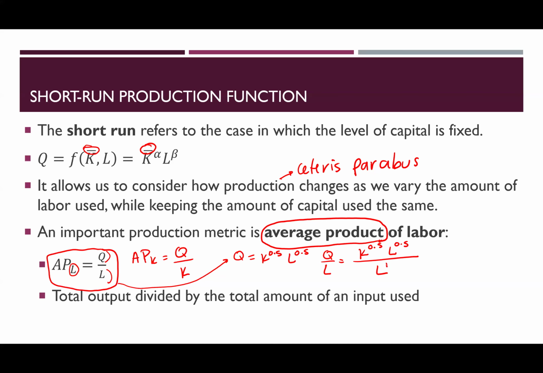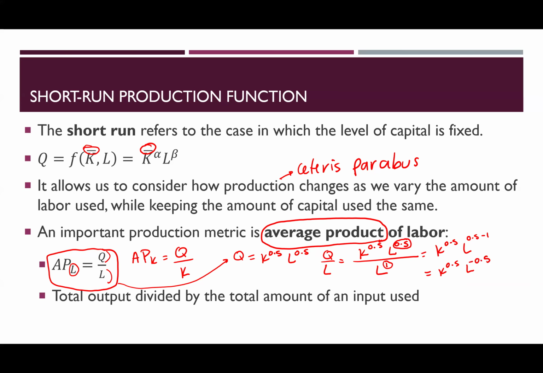So if you remember your properties of exponents, if you have the same base, in this case, we have L in the numerator and the denominator, so the same base on both sides of our fraction, then we subtract the exponent on the base in the denominator from the exponent on the base in the numerator. So this gets us capital to the 1/2 power times labor to the 1/2 power minus 1. Okay, simplifying further, we get capital to the 1/2 power times L to the negative 1/2 power.